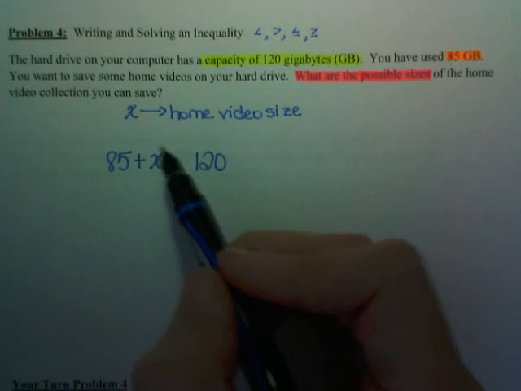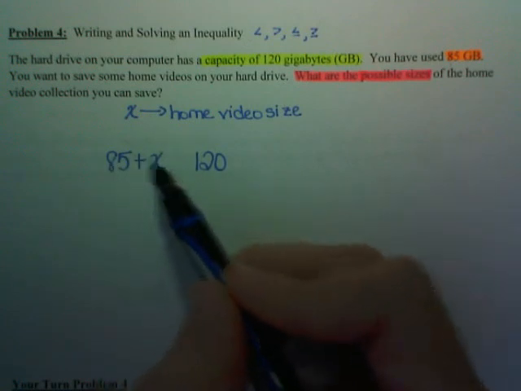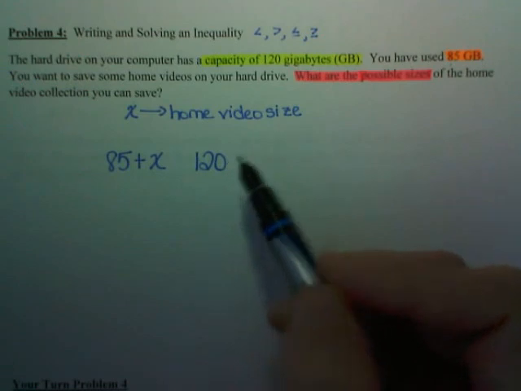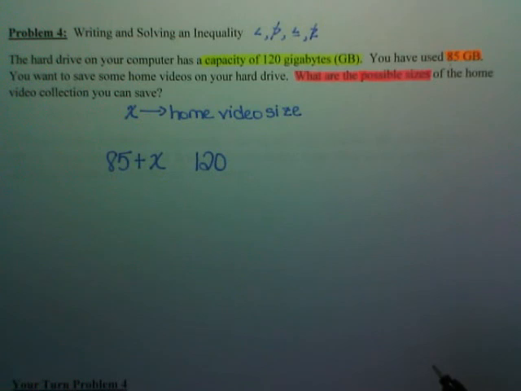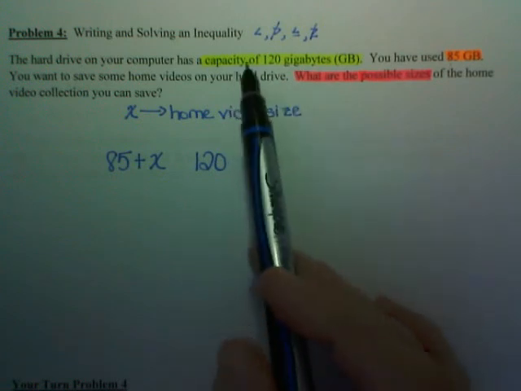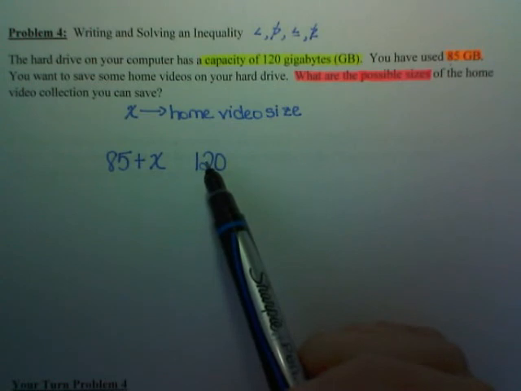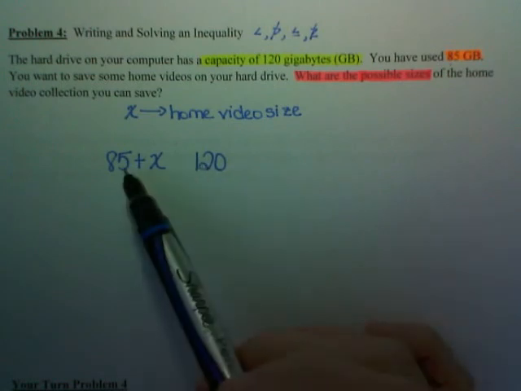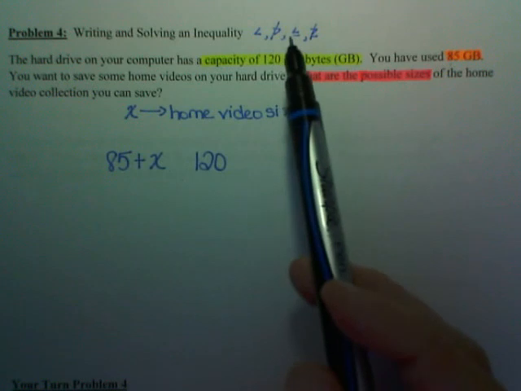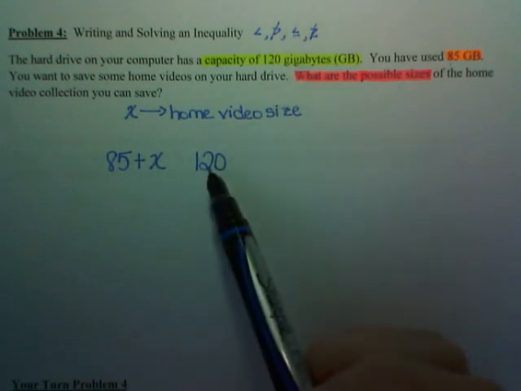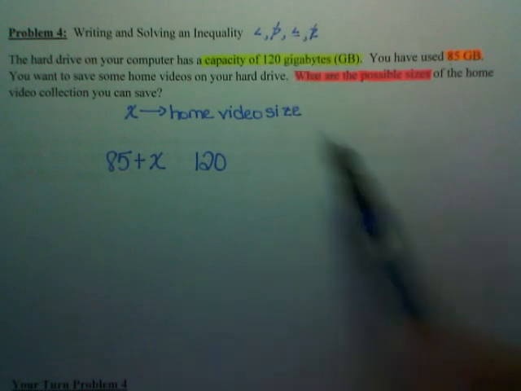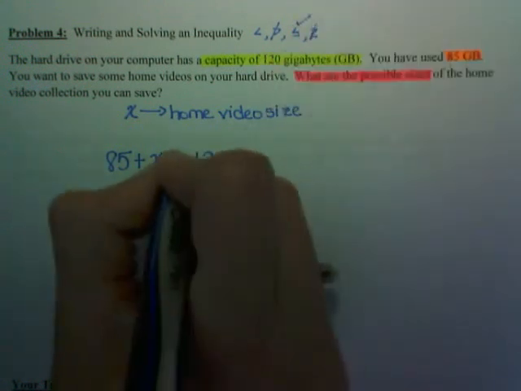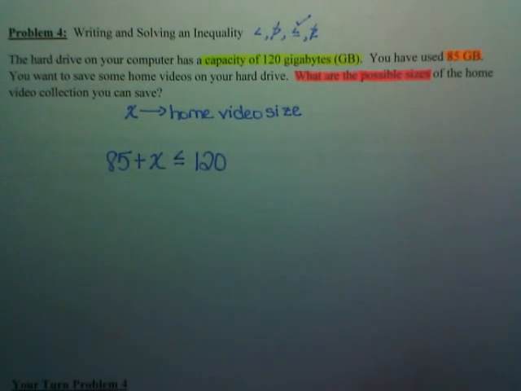Okay, well let's think about this. Am I allowed to have on my computer more than 120? No. So this one and this one are definitely out of the question. I can't have more than what I'm allowed to have. That's my capacity. Now, can I have less than 120? Yeah, I already have less than 120 right now. Can I have less than or equal to 120? Yes, you could have exactly 120 gigabytes on your hard drive. So the one that we're going to go for here is the less than or equal to symbol.